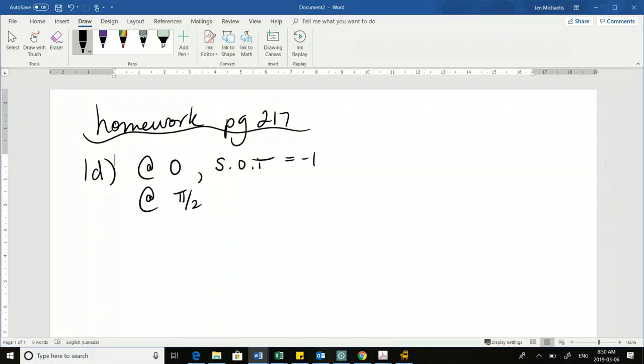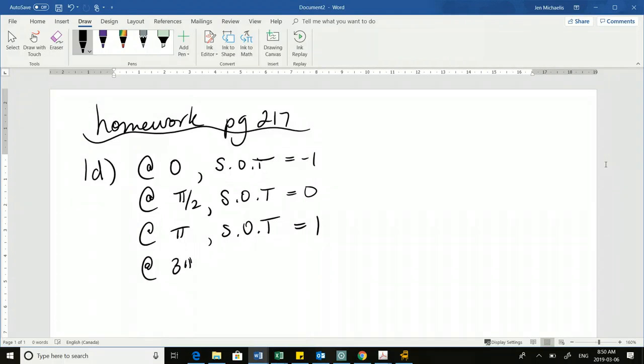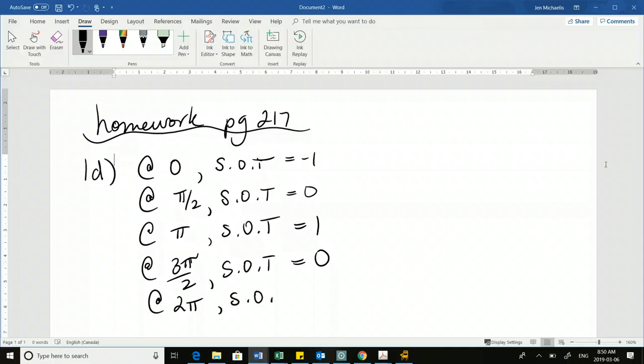At pi over 2, we are at a turning point, so the slope of the tangent there is 0. At pi, we are increasing, at that point of inflection, so the slope of the tangent is 1. At 3 pi over 2, we are at a turning point again. And at 2 pi, we are decreasing again, at that point of inflection, so it's at the minimum slope. When we go to sketch this, we're just going to sketch over one cycle here.